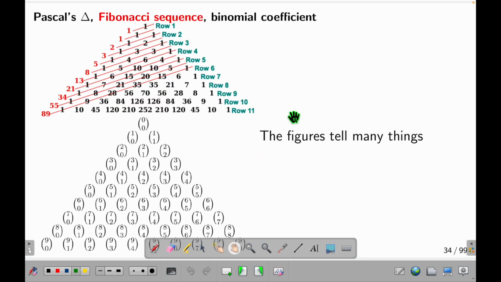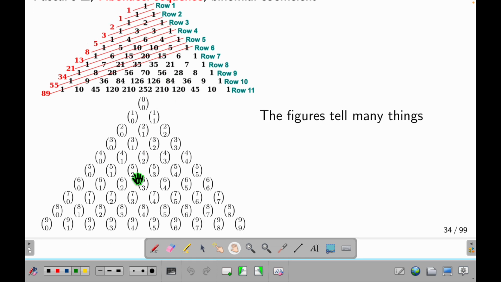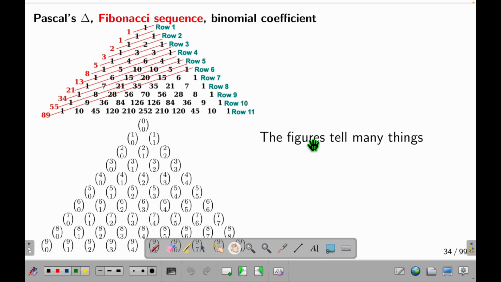And here is an even crazier property. If I write this triangle, and then I draw this red line and sum all the numbers, it gives me the Fibonacci sequence. And this is the triangle. I said this figure tells many things. For example, the first number and the last number are always the same, and they are mirror images.